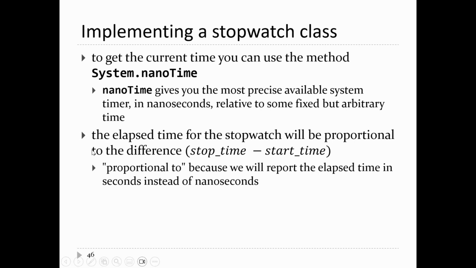So if you want to know how much time has elapsed between two periods of time, you can call nanoTime once. That gives you a start time. You call it a second time, and that gives you a stop time. If you take the difference, that gives you the number of nanoseconds that have elapsed between the start and stop time. That's how we're going to get time from Java in this case. So we can get the start time, we can get the stop time. Those are probably going to be useful for our stopwatch class.